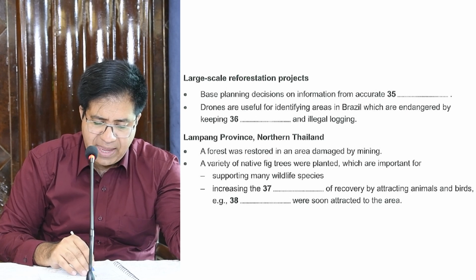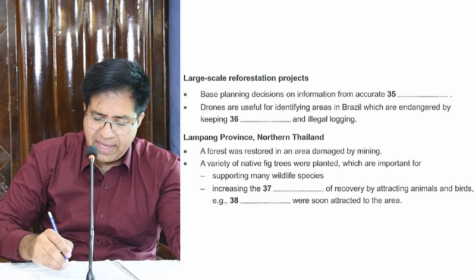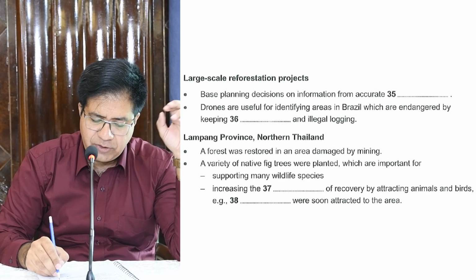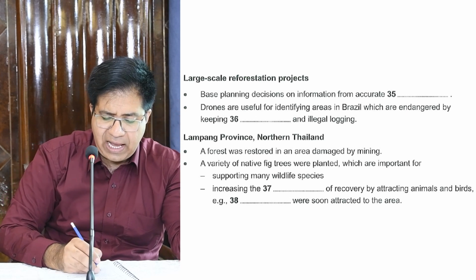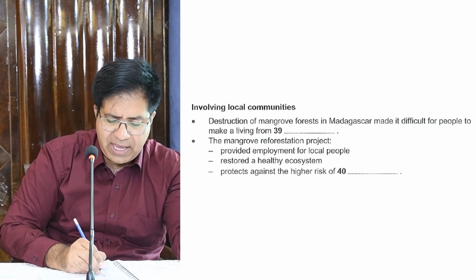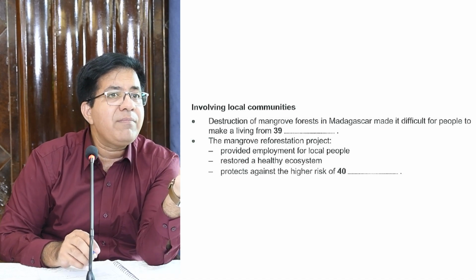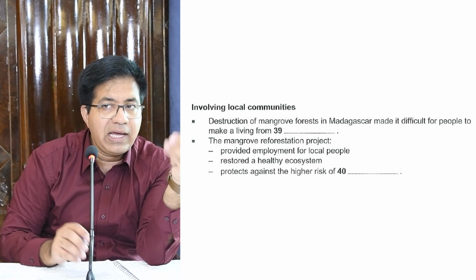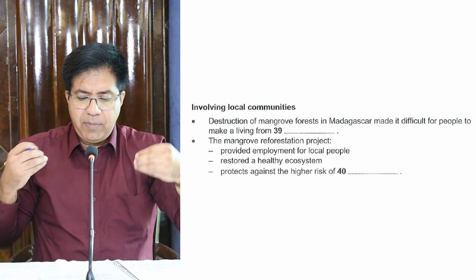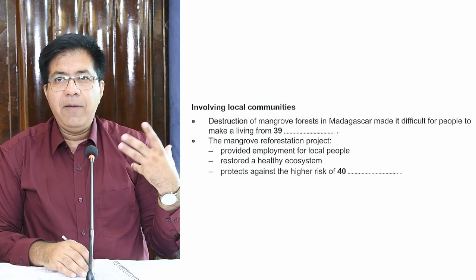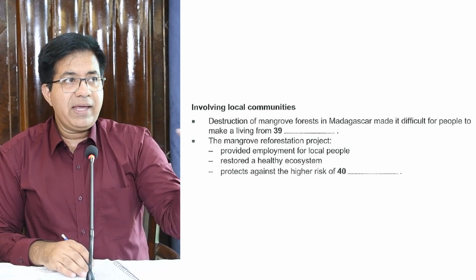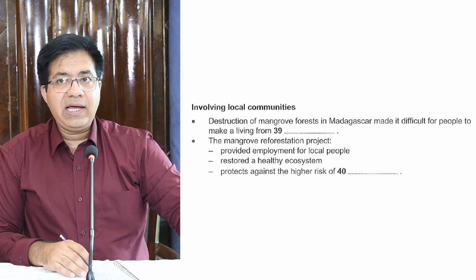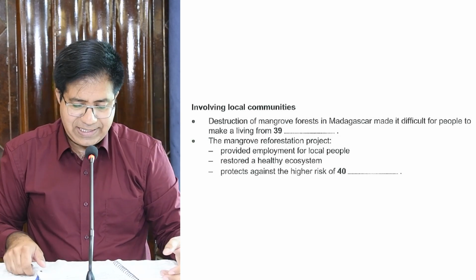Destruction of mangrove forests in Madagascar made it difficult for people to make a living from. Underline, make a living from. Make a living means to earn money. Make a living from what? And we are talking about natural resources. For example, make a living from fruits. Make a living from agriculture. Make a living from. Now, what is it?